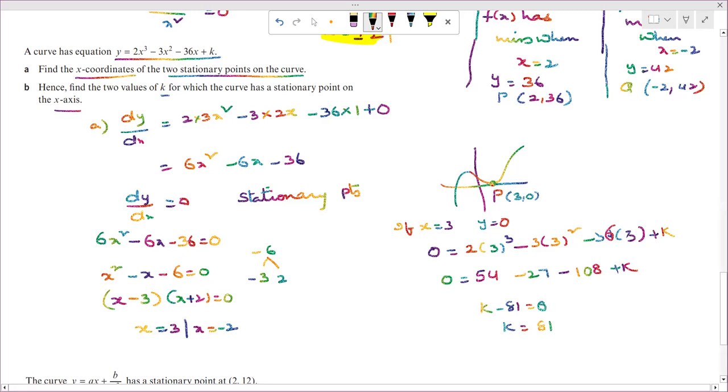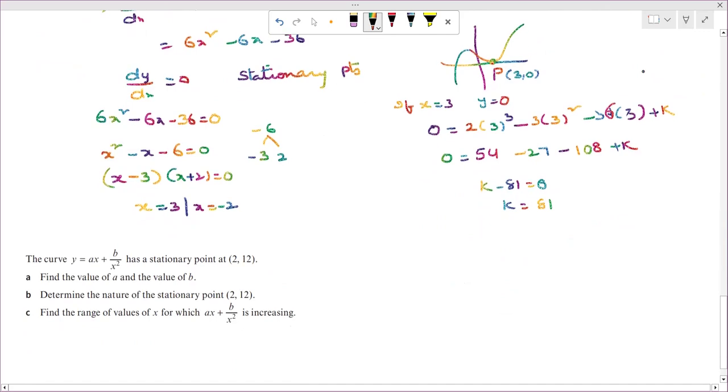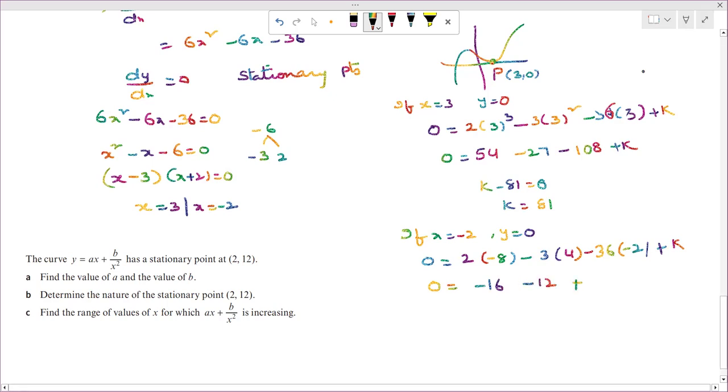Now if x is equal to minus 2, at that point also y is 0. So 0 is equal to 2 into minus 2 whole cube, which is minus 8, minus 3 into minus 2 whole square, which is 4, minus 36 into minus 2, plus k. Now simplify this. 0 is equal to minus 16 minus 12 plus 72 plus k.